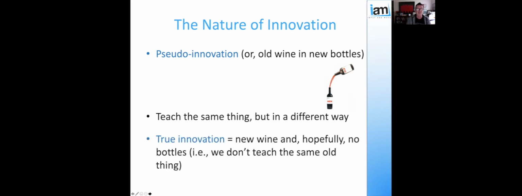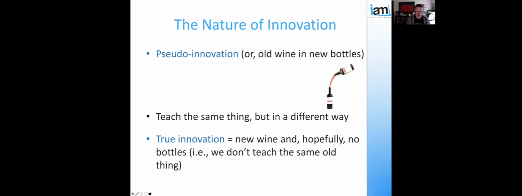I contrast that to what I call true innovation. You may like these terms. You can argue with me later if you want, which is where we're not putting old wine in new bottles. We're coming up with new wine altogether, right? And hopefully, in my opinion, no bottles at all. Just drink straight out of the vat. I don't know. In other words, true innovation doesn't mean we teach the same old thing. We're actually just reconceptualizing things completely, right?